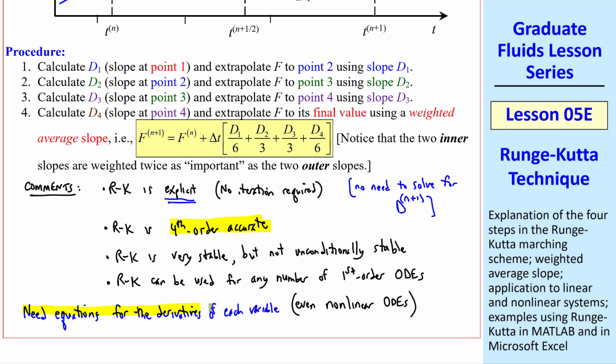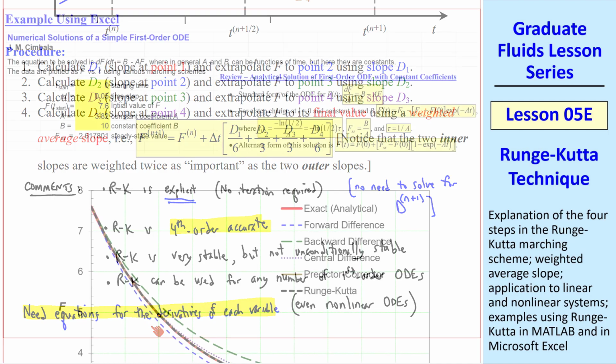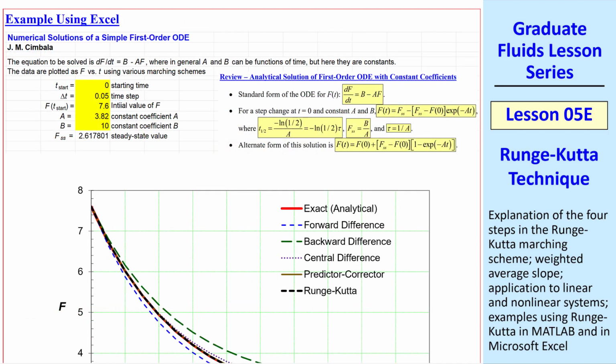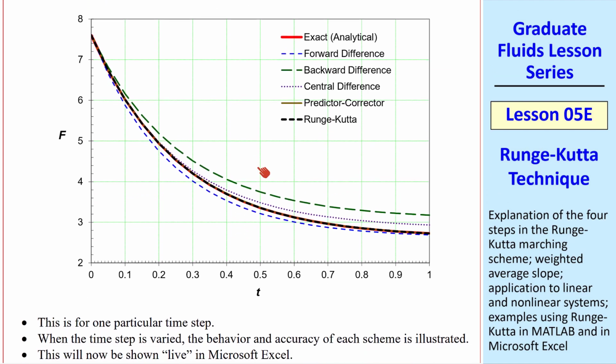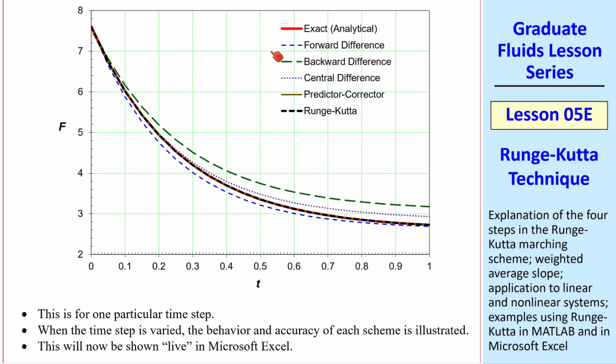Then you can solve or march in time with the Runge-Kutta technique for all the variables simultaneously, given some initial conditions. I programmed Runge-Kutta into Excel, and I do a simple example for one variable, f as a function of time, given by this equation. I'll show this live in Excel, where we'll see this plot as our result, where I compare all of the techniques we've discussed, along with the exact analytical solution.